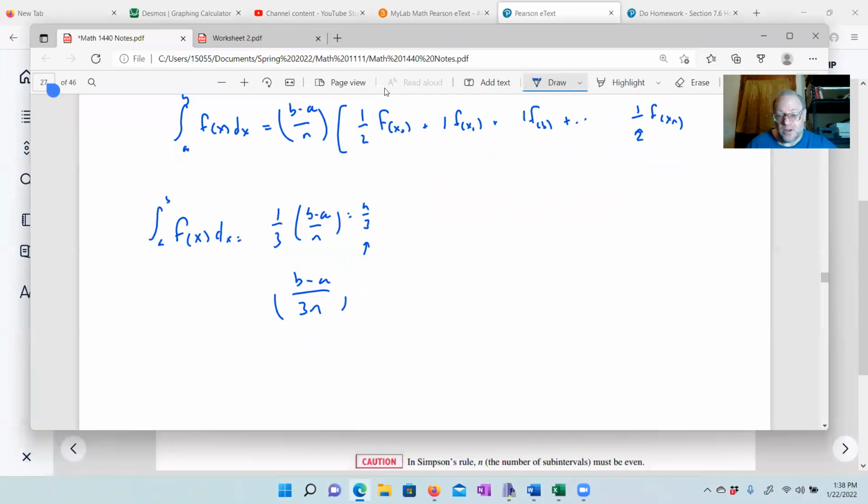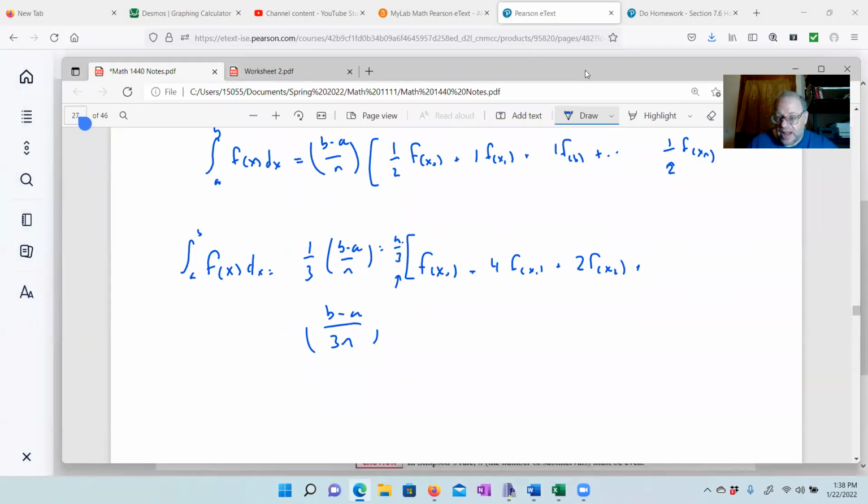So we have an f of x0, plus 4 of x1, plus 2 of x2. Double check to make sure that that's there. 4, 2, 4. So it's just going to have this pattern. We start with 1, and then 4, 2, 4, 2, 4, 2, 4, 2, and then until you're done. However long that takes, or however many little subdivisions you have.